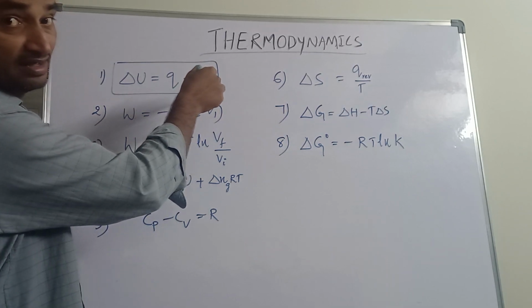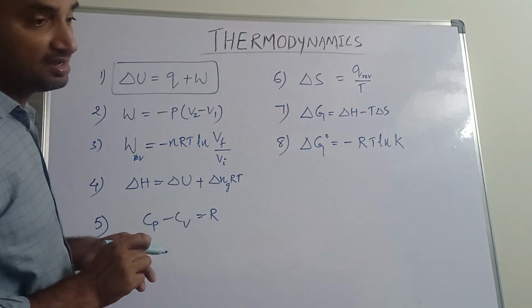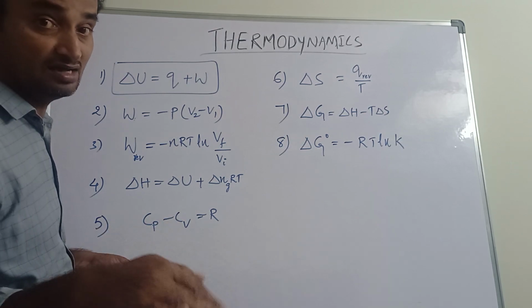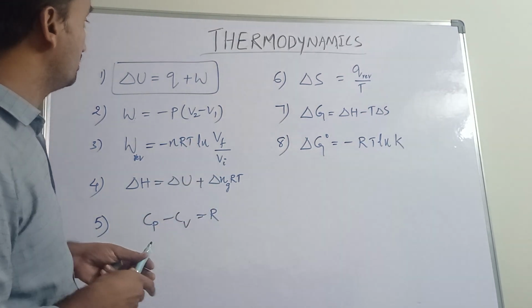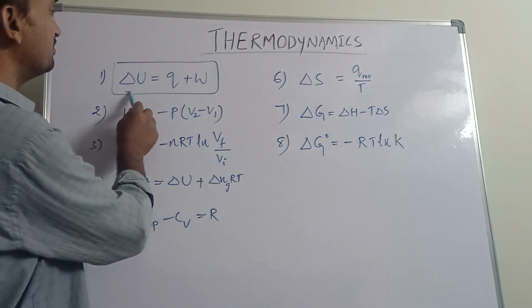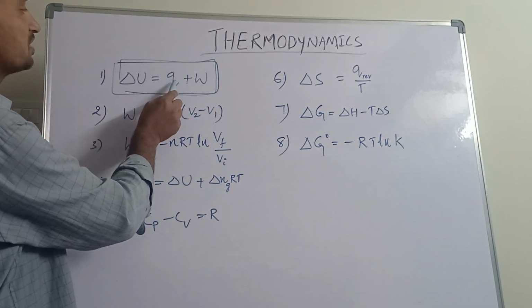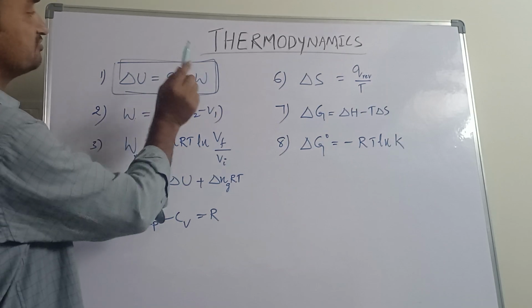This work done, you studied 2 types: work done by the system and work done on the system. But you remember this one. This is the mathematical form of the first law of thermodynamics. So the change in energy equals Q, heat supplied, plus W, work done.